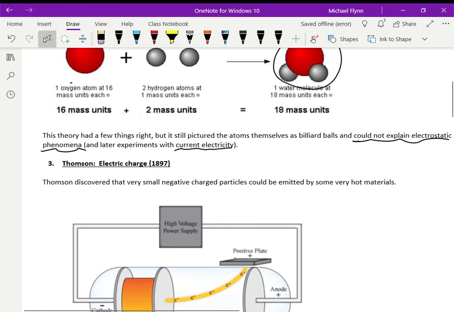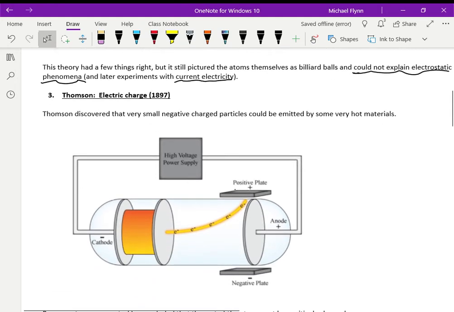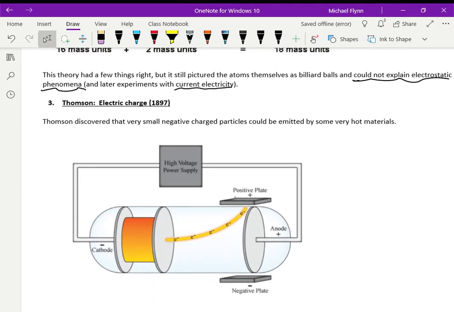So along comes about 100 years later, maybe 90 years later, in fact, along comes this guy. Now the technology has moved along in the 1800s, right? They discovered a way of making current electricity, and so you could do experiments in current electricity. So along comes this guy named Thomson, J.J.